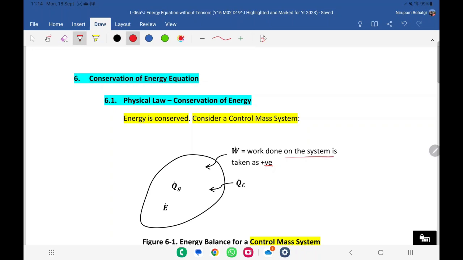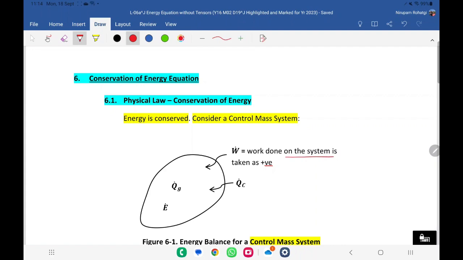So last time we were doing two equations. One was conservation of mass, which is called the continuity equation, and the second one was conservation of momentum. The conservation of momentum had three components: x direction, y direction, and z direction. Now we are doing the conservation of energy equation.